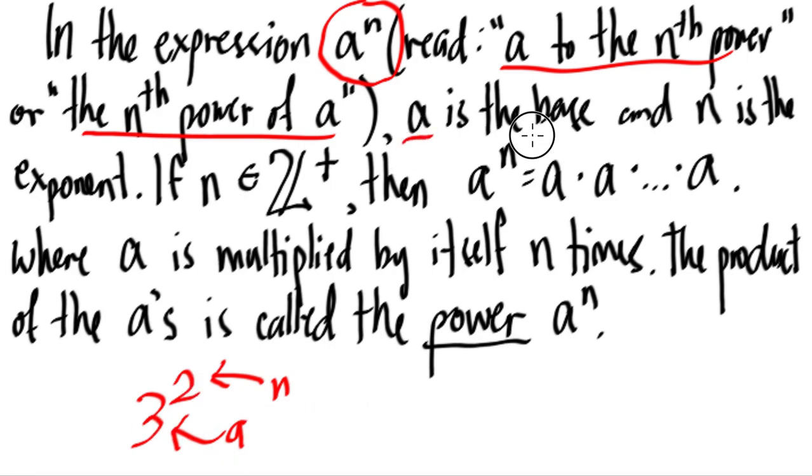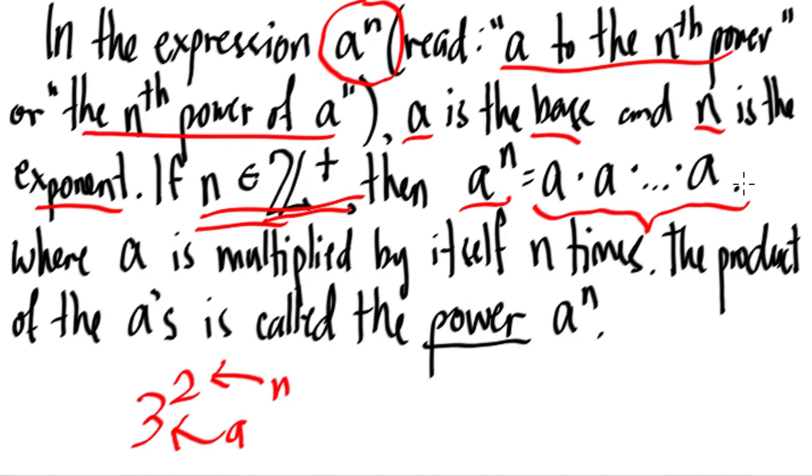So a is what we call the base, and n is called the exponent. Furthermore, if n is a positive integer, then a raised to n is equal to a times a times a, n times, where a is multiplied by itself n times. The product of all the a's here is called the power of a.